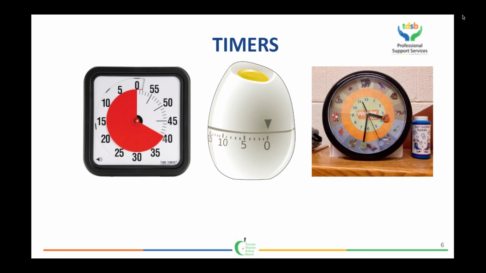Use a timer function on your phone or iPad. Try a timer app for a visual timer, or even use an egg timer. Another option is creating a clock with your child, which can also be used to build vocabulary.